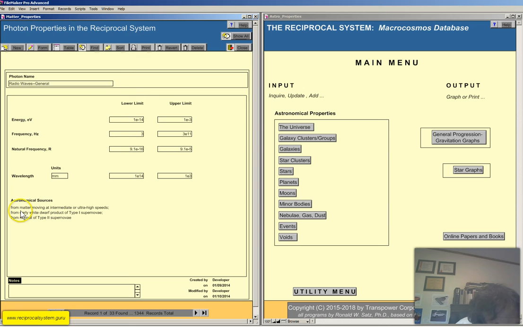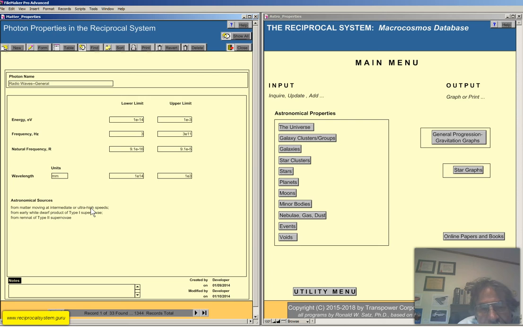And then I have another field here, astronomical sources from matter moving at intermediate or ultra high speeds. Intermediate means from 1c to 2c, and that's where the velocity equation flips from s over t to t over s. So instead of moving outward in coordinate space, it goes outward in coordinate time, which is equivalent to inward in coordinate space, and hence that explains the high density of white dwarfs, pulsars, and quasars, and the center of galaxies, which are really a white dwarf core. Ultra high speeds are 2c to 3c.